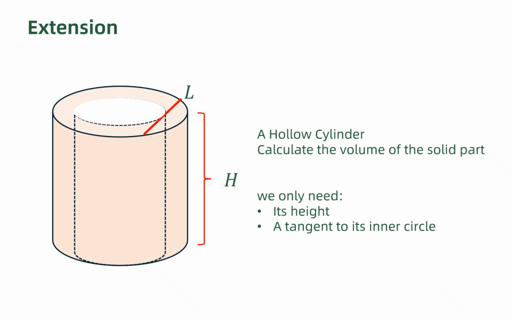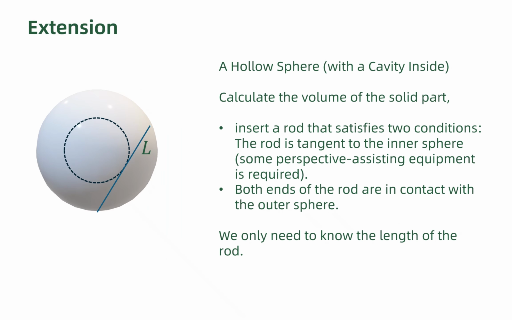To calculate the volume of the solid part of a hollow cylinder, only 2 pieces of data are needed: its height and the length of a tangent line to its inner circle. For a hollow sphere, to calculate the volume of its solid part, we can insert a rod that is tangent to the inner sphere. Some auxiliary perspective equipment may be required for this purpose. Meanwhile, both ends of the rod must touch the outer sphere. In this case, we only need to know the length of the rod to get the result.